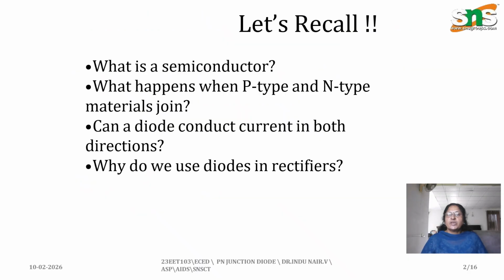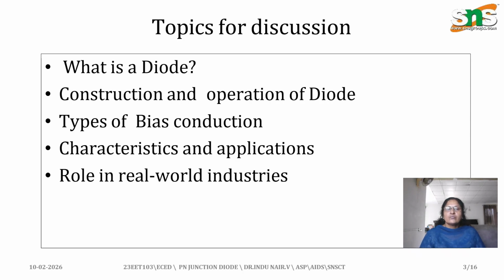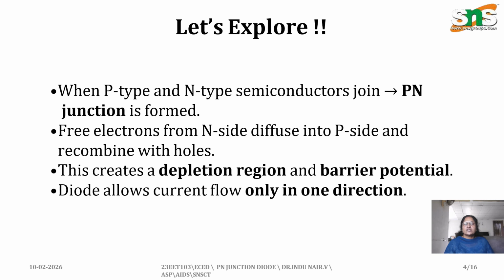So what is a PN junction diode? We are going to discuss semiconductors, P-type and N-type material, then how a diode conducts and what the applications of the diode are. We are going to discuss the construction and operation of a diode, types of bias, then its role in real-world industries.